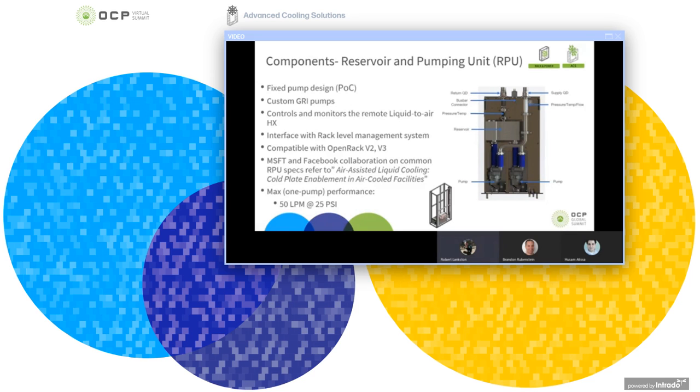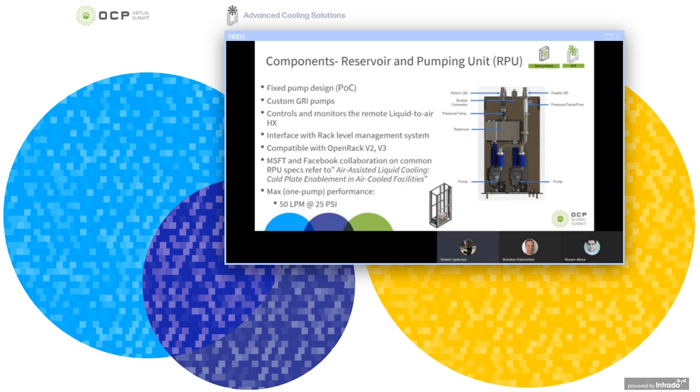Microsoft and Facebook have been collaborating on a common specification for the reservoir and pumping unit. The specification is discussed in greater detail in the air-assisted liquid cooling, cold plate enablement, and air-cooled facilities thread. But it is intended to be compatible with both Olympus and open rack designs and can support various methods of air-assisted liquid cooling.